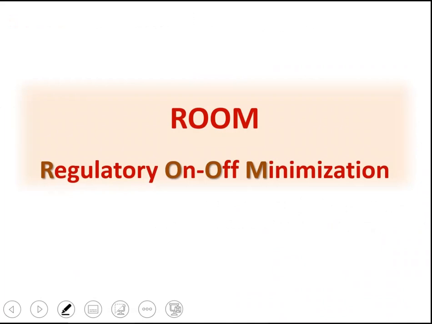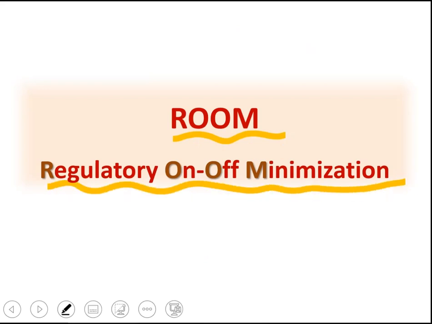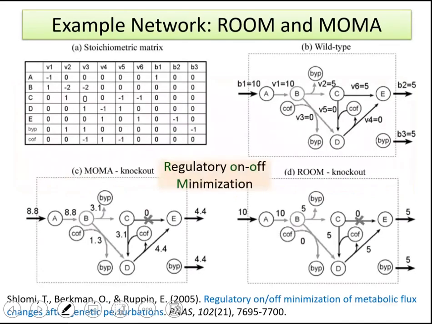Now I will talk about the other approach to predict the flux distributions of perturbed cells, which is ROOM, regulatory on-off minimization. So let's get back to this example network from the ROOM publication. This is the idea behind ROOM.